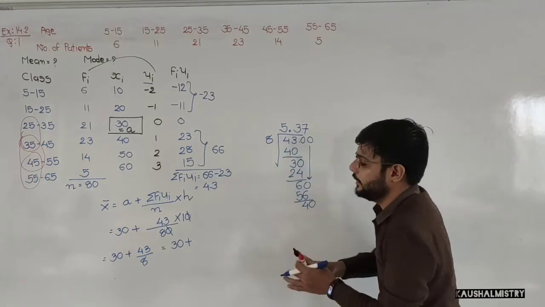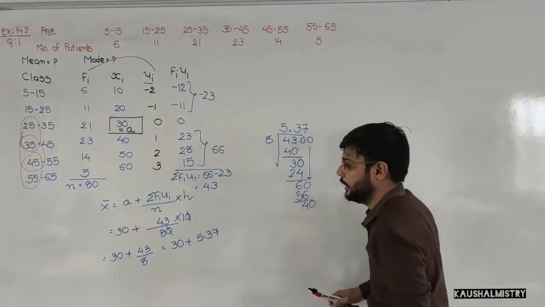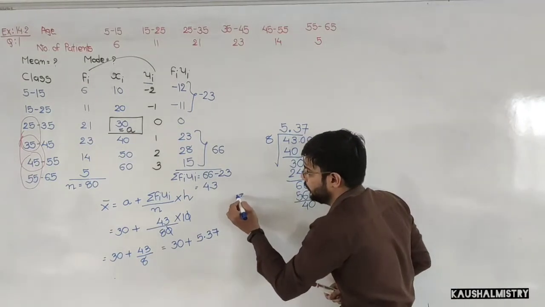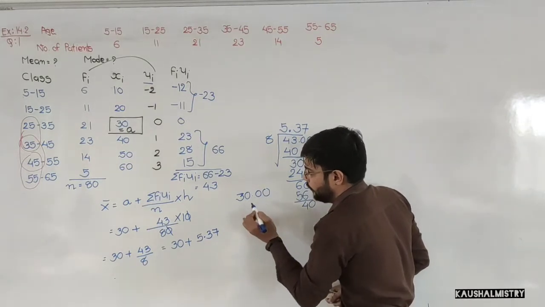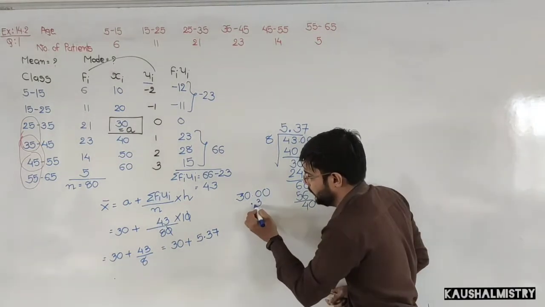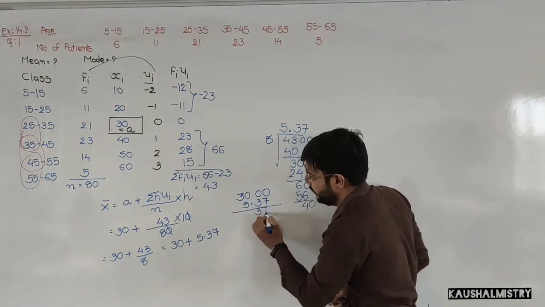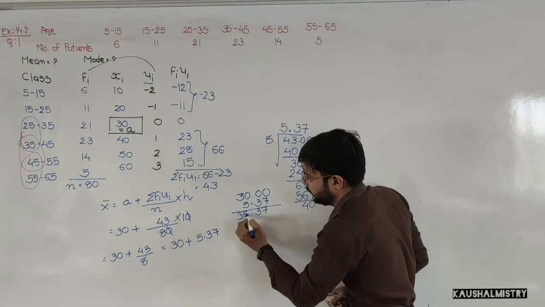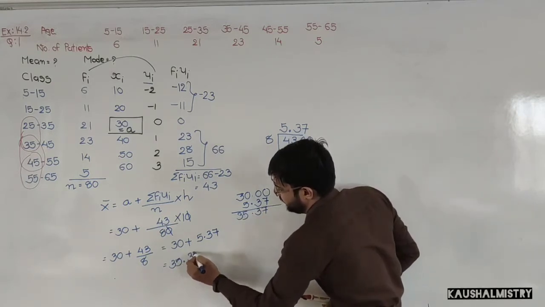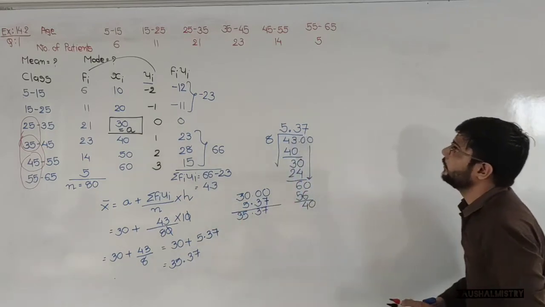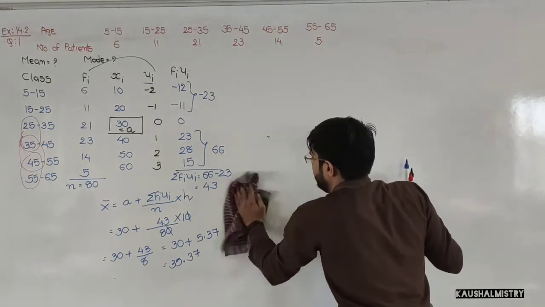43 divided by 8 is equal to 5.37. So we have to add 30 plus 5.37. So this will be 30.00. Point will come here. So this will be 3 7 and here it is 5. So 37.35. So answer will be 35.37. Right?